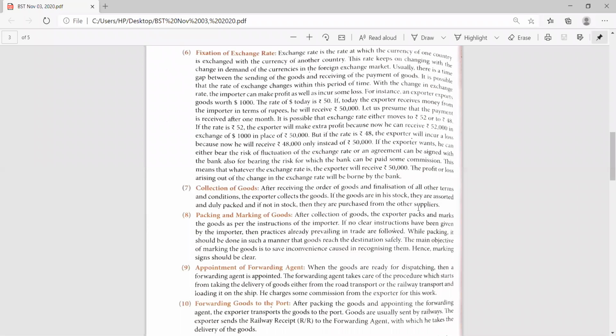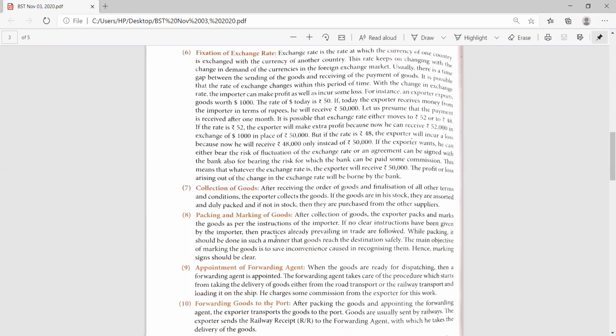If the goods are in his stock, they are assorted and duly packed. If not in stock, they are purchased from another supplier. Packing and marking: after the collection of the goods, the exporter packs the goods, marks them, and exports them to the importer country. Then the practices already prevailing in trade are followed.